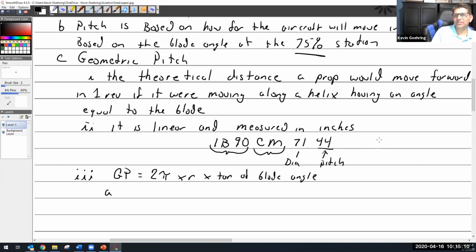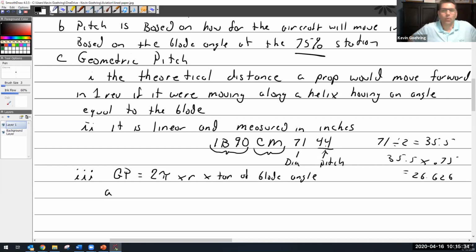So for this one, it's 71 divided by 2 equals some number. I should know that. 35.5. So it's 35.5. Take 35.5 times 0.75 equals 26.626. So at the 26.6 station, blade angle is 44 inches. I'm sorry, we get the blade angle. Now we're going to figure out what it does.